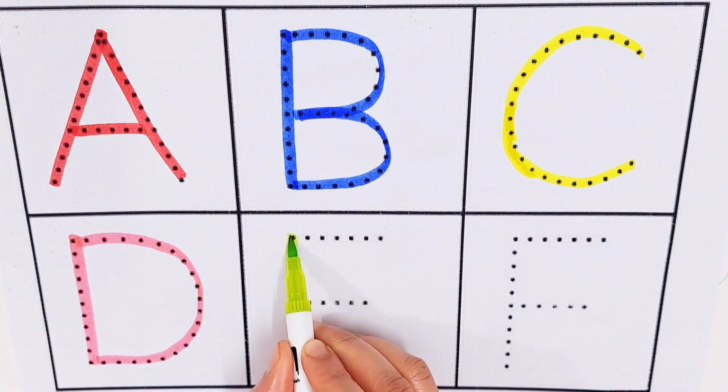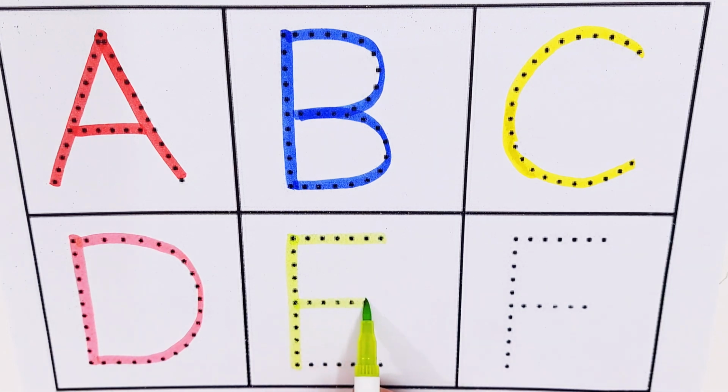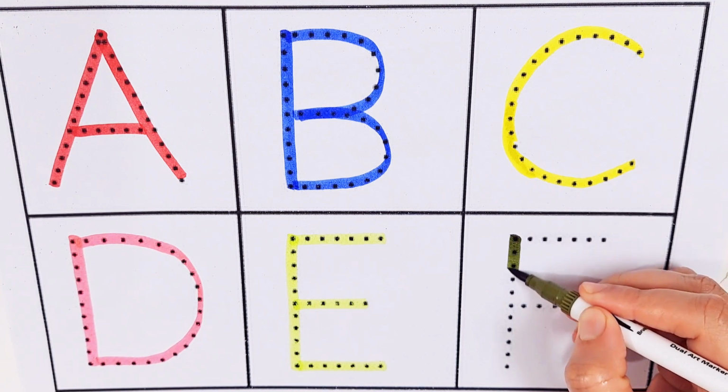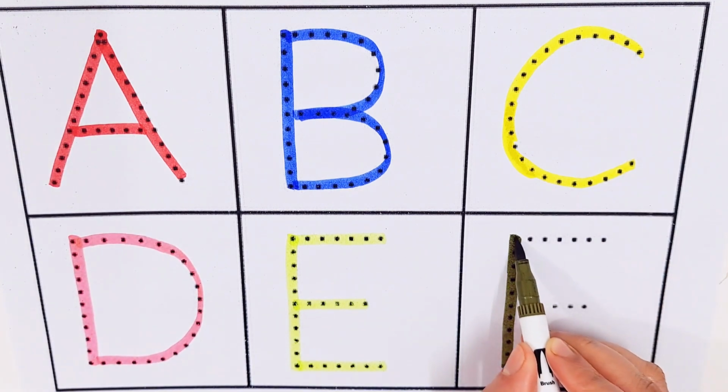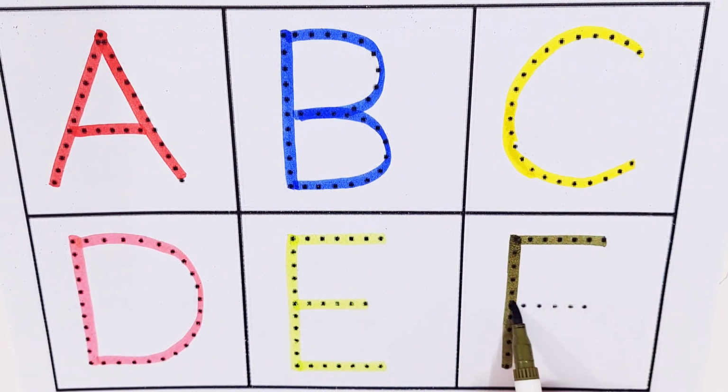E for elephant. E for eggplant. F for fish. F for fox.